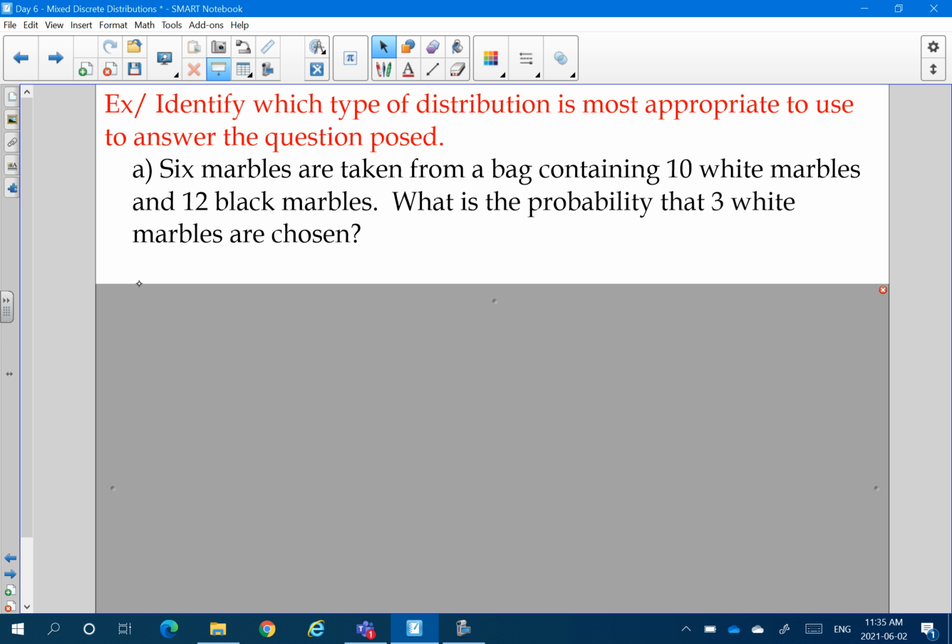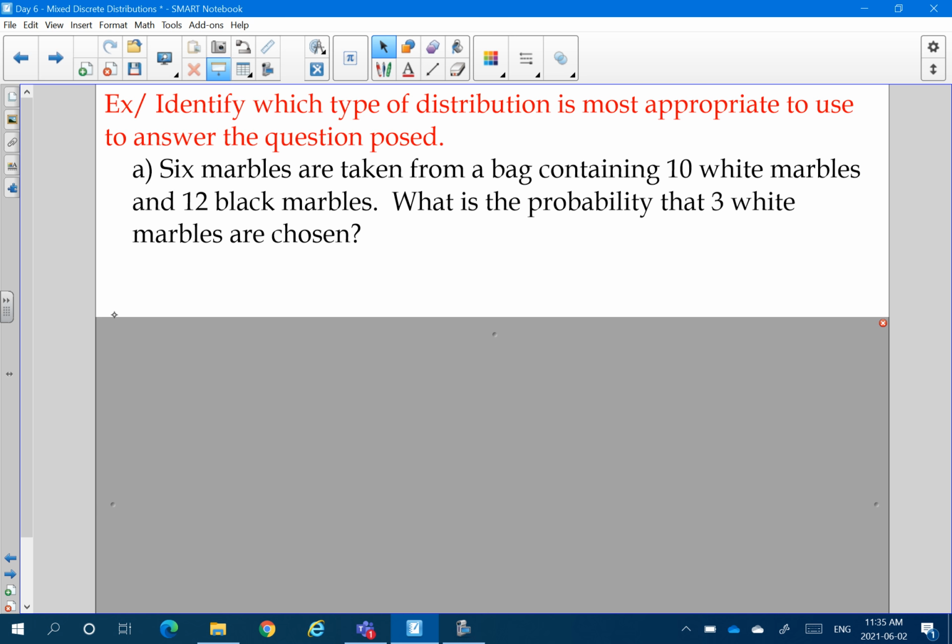Okay, 6 marbles are taken from a bag containing 10 white marbles and 12 black marbles. What is the probability that 3 white marbles are chosen? Now again, remember, I'm not asking you to actually solve this probability question. I'm asking you to tell me which type of distribution would be most appropriate.